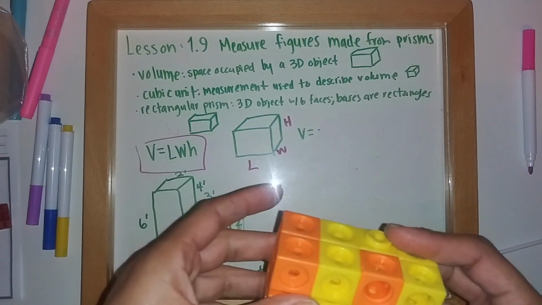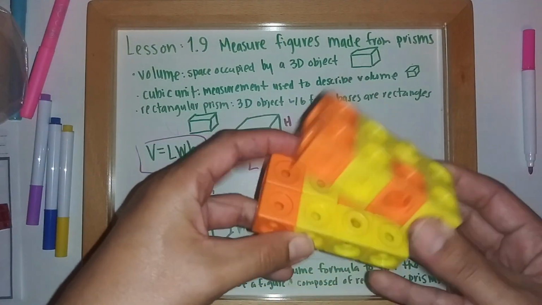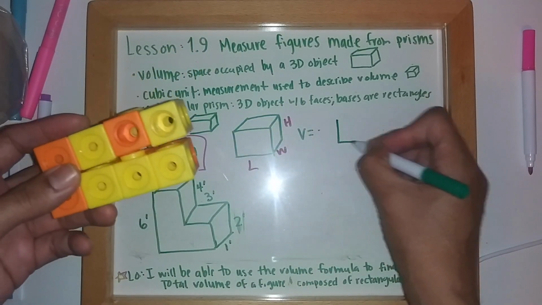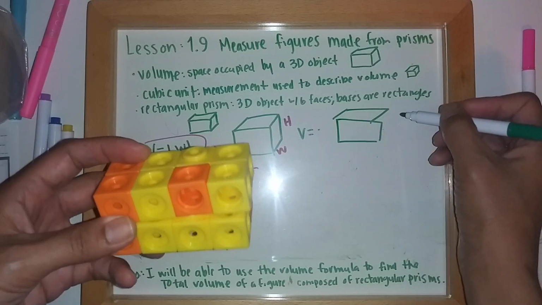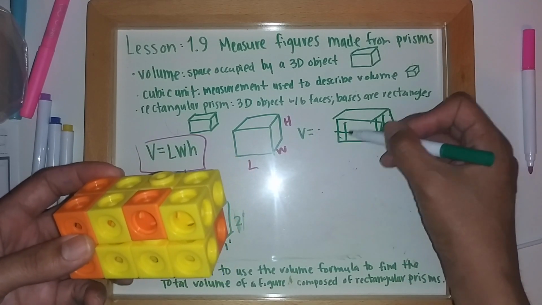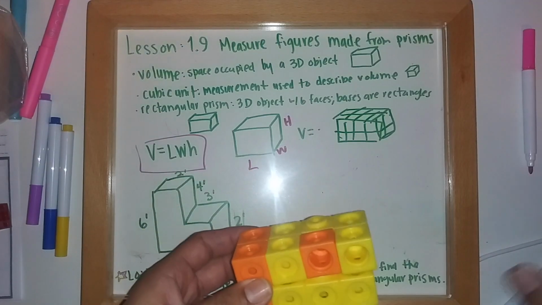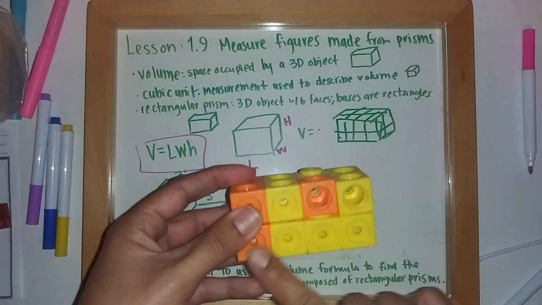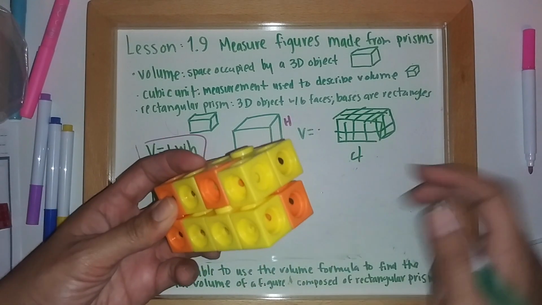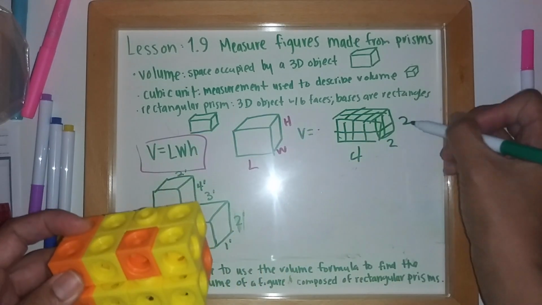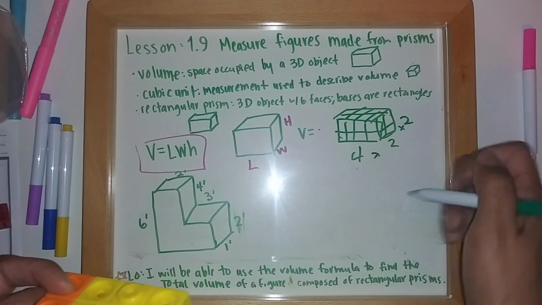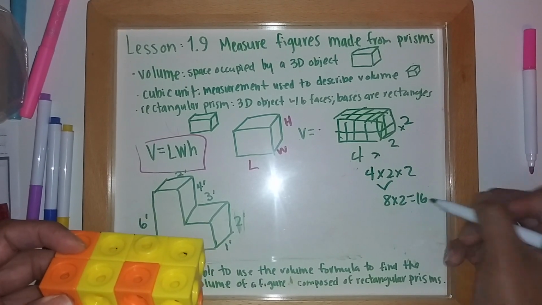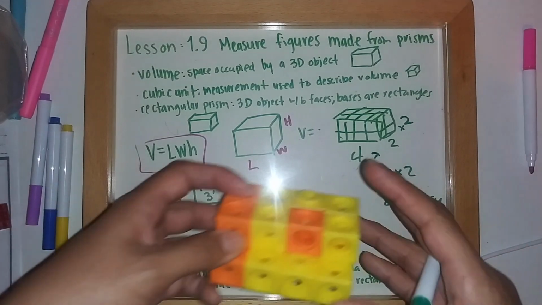But the formula helps us to make it a little easier, if we know our multiplication tables. So in this case, my length is 4, how wide it is is 2, and how tall it is is 2. So I can take all my numbers together: 4 times 2 is 8, and 8 times 2 is 16. So the same answer, cubic units. That's my volume, 16 cubic units.